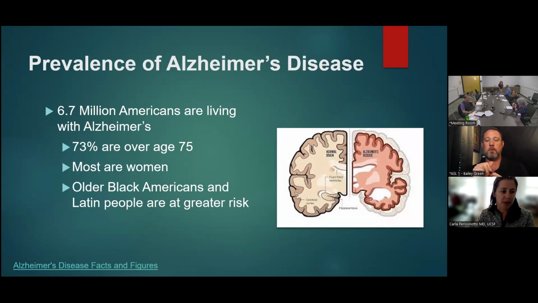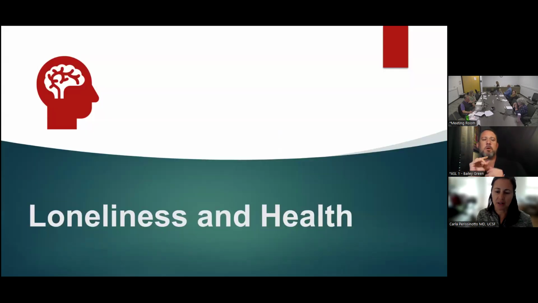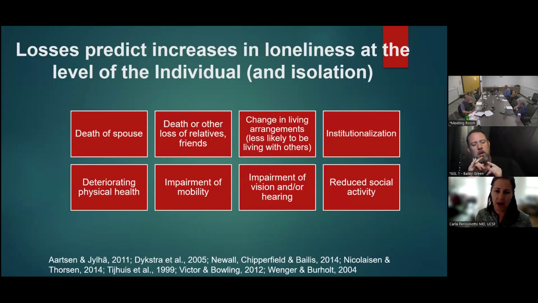We know most are women, and we know that older Black Americans and Latinos are at particular risk. So how do we put this all together, these prevalence rates of dementia, specifically Alzheimer's, and loneliness and isolation? Well, let's talk about how loneliness and health interact.